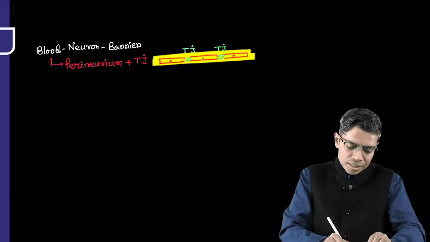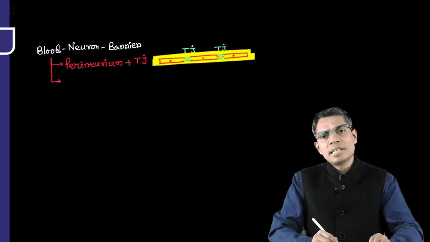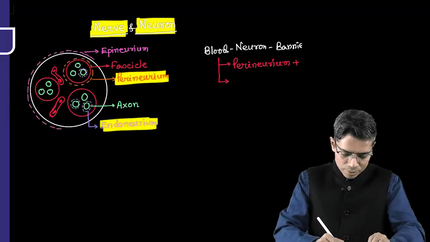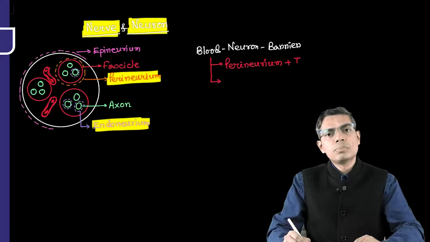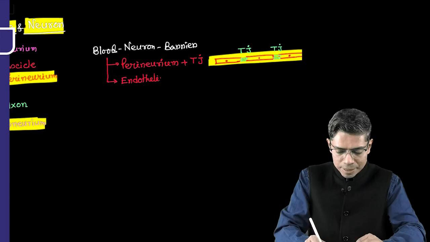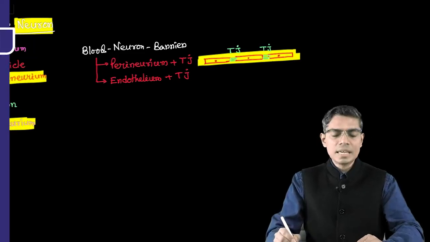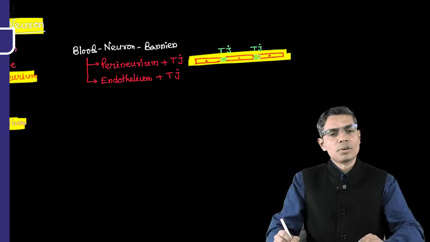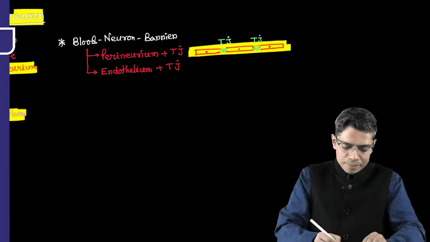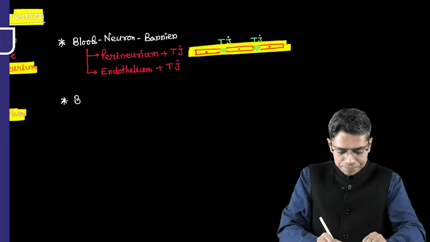Now if you look at the research article, they are also saying not only the perineurium, even the endothelium cells of this capillary, so this capillary I am talking about, even the endothelium cells of this capillary are also bridged by tight junctions. So the second answer to this question is the endothelium cells of this capillary along with tight junctions in between endothelium cells, they are also part of the blood neuron barrier. Getting my point?